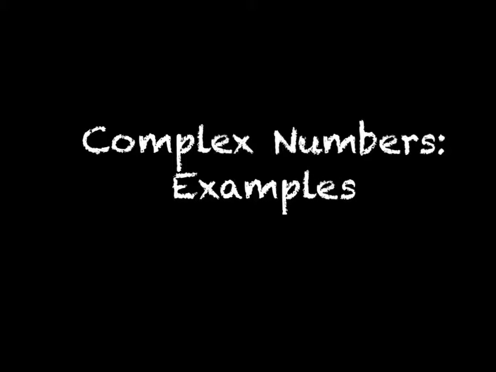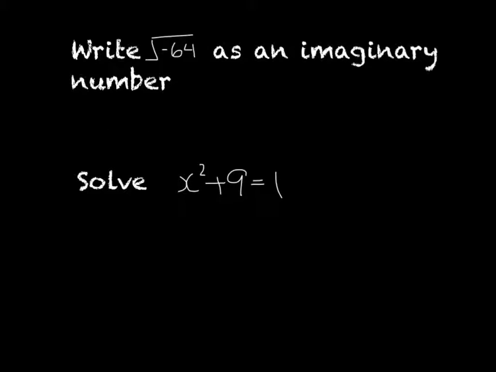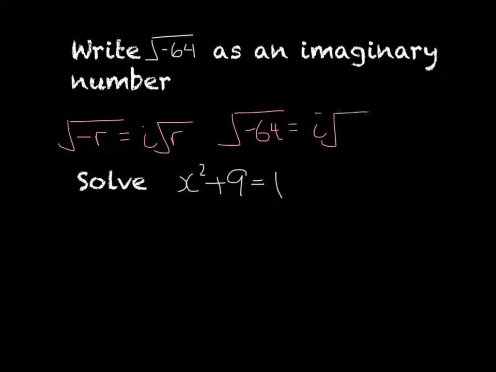This video will show examples on how to work with complex numbers. Write the square root of negative 64 as an imaginary number. Remember our formula from the lesson said that the square root of negative r equals i times the square root of r. So in this case, we have the square root of negative 64 equals i times the square root of 64, or 8i.